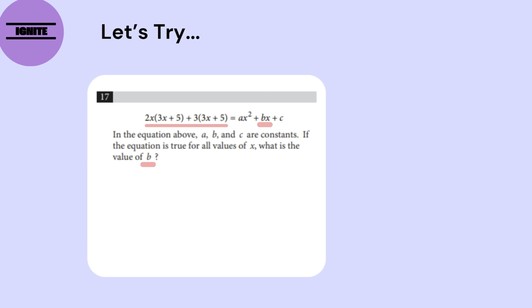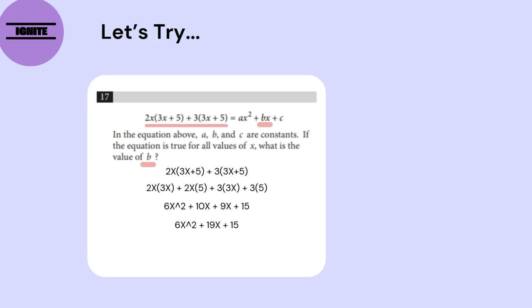Now, let's look at a way to do this. Let's take this expression and start the simplification process. Let's distribute 2x and 3 to the expression 3x plus 5. And when we do that, we get 2x times 3x plus 2x times 5 plus 3 times 3x plus 3 times 5. And let's simplify this even further. We get 6x squared plus 10x plus 9x plus 15. And if we finally simplify this again, we get 6x squared plus 19x plus 15.